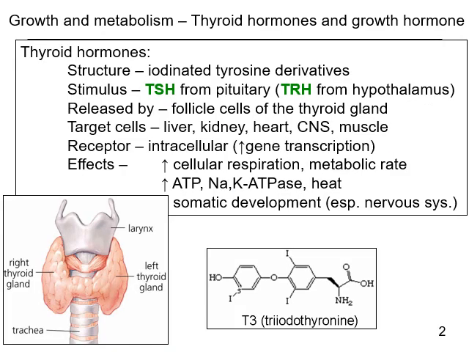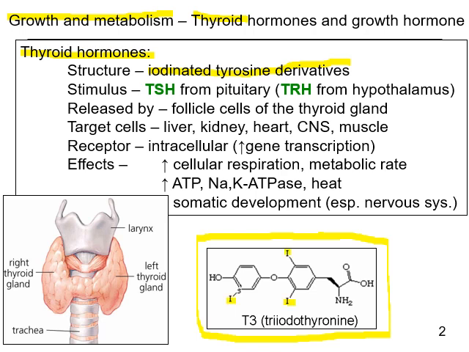All right, so we're talking about growth and metabolism still, and now let's focus on thyroid hormone. So the thyroid hormones, T3 and T4, are iodinated derivatives of tyrosine. Here is their structure right here. This is the structure of T3 because it has 1, 2, 3 iodides attached to the ring structure. T4 has an iodide here. That's the only difference between T3 and T4.